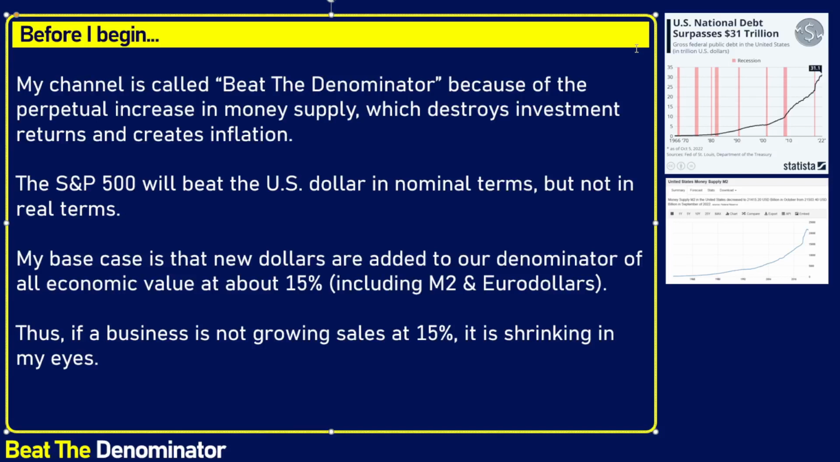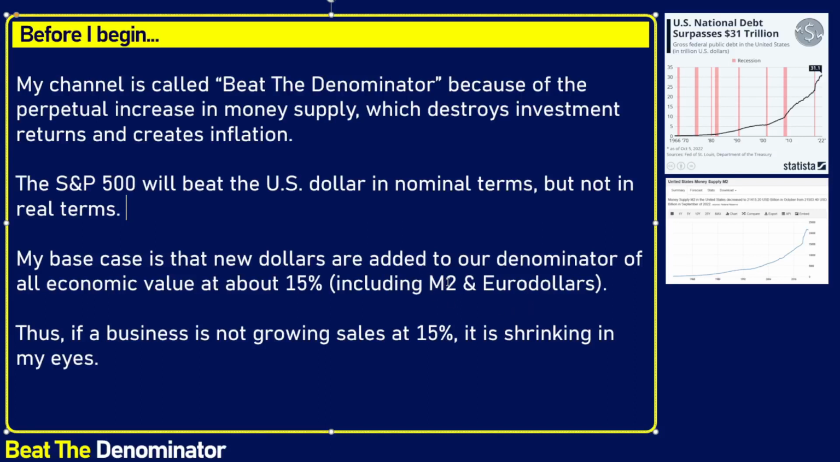You may get a nice +9, +8% over 30 years in the S&P 500, but if the US dollar supply has grown by 10 to 15% within that time, you've actually lost purchasing power. So it's a basic assumption of this channel. And my base case right now, the reason why I started the channel, is that the new dollar printing rate, the rate at which new dollars emerge right now, is about 15%.